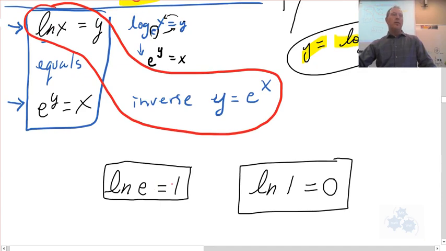All right, a couple other important notes. ln of e equals 1. Why? Because ln of e is the same as log of e base e. So e to the power of 1 has to equal e to some power, and so that has to equal 1. So ln of e is 1. Also, ln of 1 is 0, because if you think about log of 1 base e, e to what power has to equal 1? Well, e to the 0 equals 1, right?